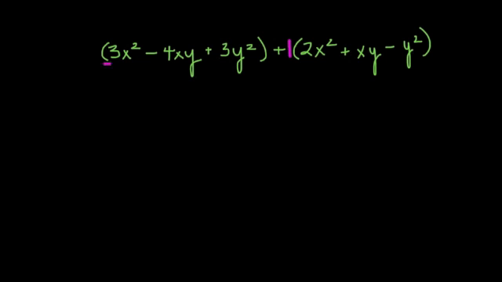I'm going to start with this 3x squared. So scanning across, I want you to notice the next time I come to an x squared is right here at that 2x squared. So let's start by writing those terms together. 3x squared plus another 2x squared.